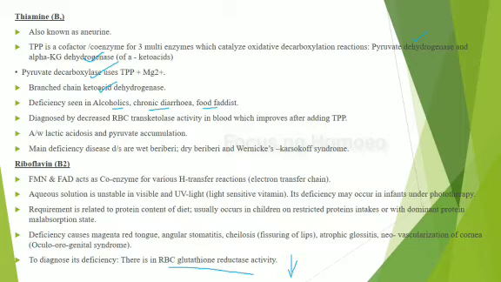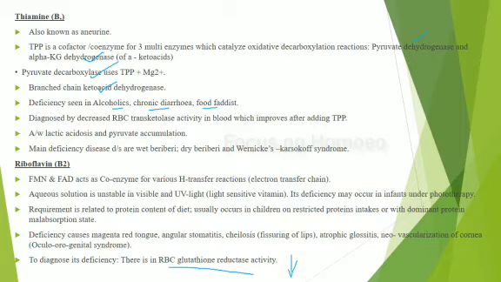Next, vitamin B2, that is riboflavin. Riboflavin acts as FMN and FAD, that is flavin mononucleotide and flavin adenine dinucleotide. It acts as a coenzyme for various H transfer reactions in the electron transport chain, and its aqueous solution is unstable and sensitive to UV light. Its deficiency may occur in infants under phototherapy.